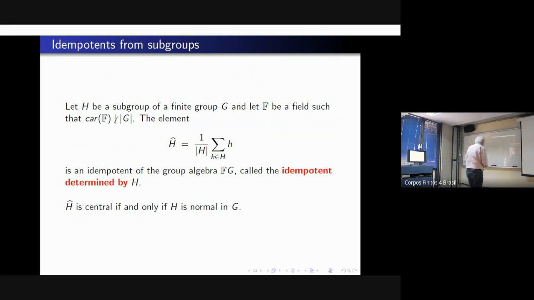Actually, there are a lot of things that are known in this situation. The ideal generated by this idempotent is isomorphic to the group algebra of the factor group.